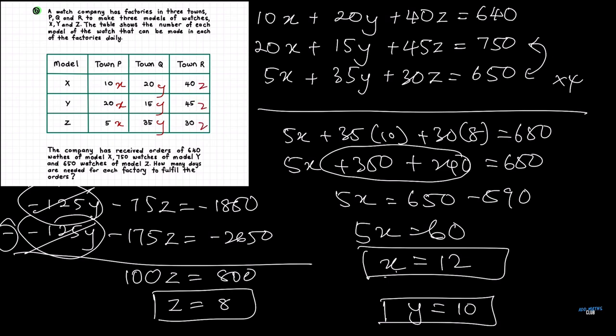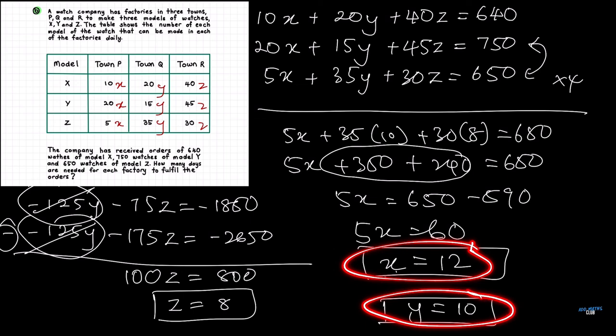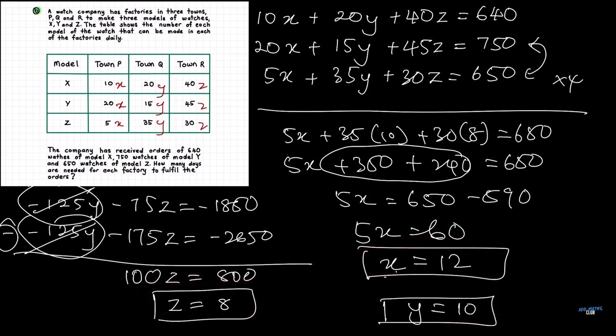Agree? So, we know that factory yang ada di tahun P ni, kita dah label sebagai x. Betul tak? So, x 12 days, dia kena 12. Y need to be 10. Z need to be 8 days. So, we know that tahun P, factory yang ada kat tahun P itu, dia kena beroperasi 12 hari. Dan factory yang ada di tahun Q, yang kita label sebagai Y, kena beroperasi 10 hari. Dan yang di tahun R, operate for 8 days. Okay? So that's all for this question.